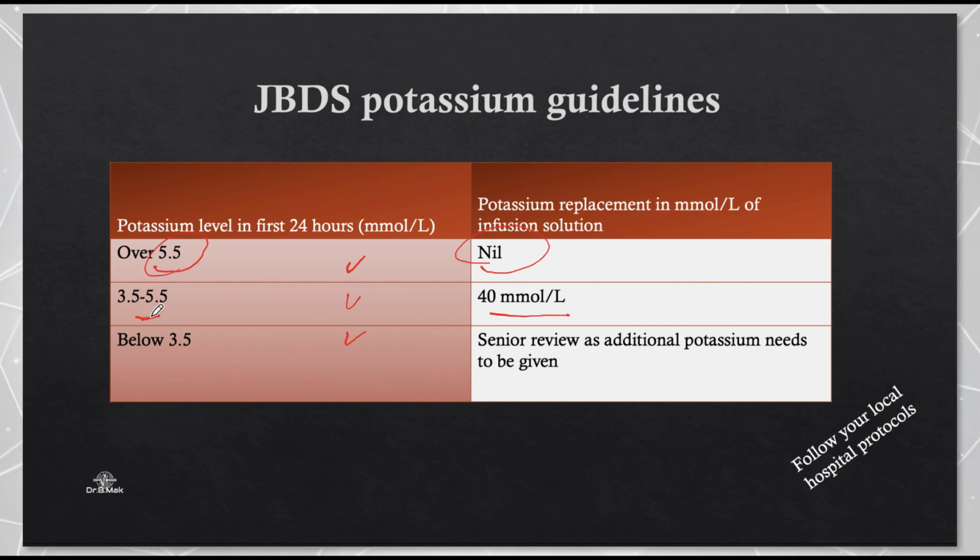But even up to 5.5, we continue, because we know that there's still a shift to the extracellular compartment, and with treatment, it's still going to go inside. And so we want to preemptively prevent hypokalemia. So we stay on the upper limit of normal, and below 3.5 you will add additional potassium usually, but it's also important to inform your senior or your intensivist to be on board with you. And so it is important to follow your hospital protocols.